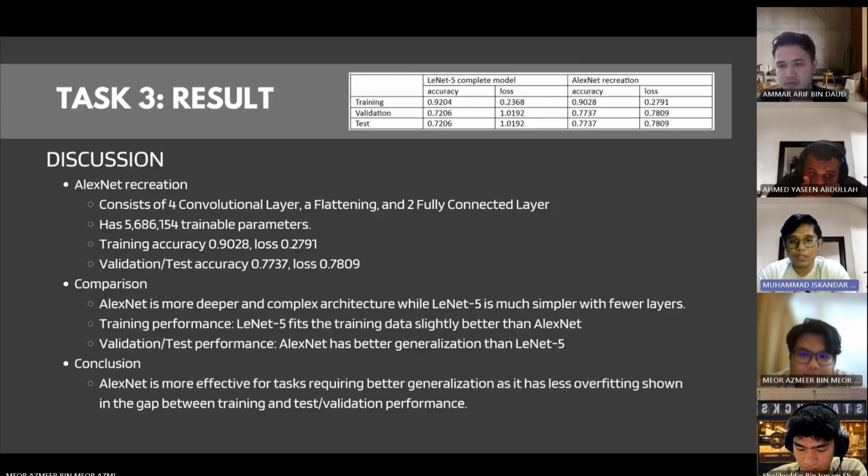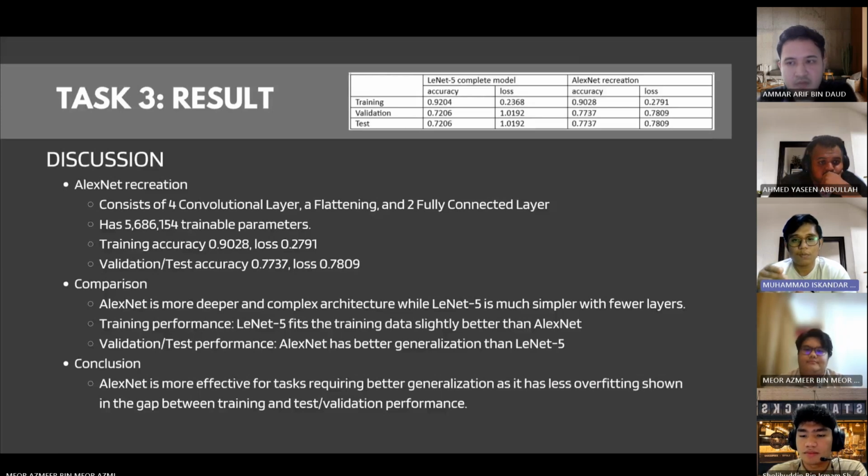So in comparison with the LeNet 5 complete model, which has the highest performance among the other LeNets, AlexNet is a deeper and more complex architecture because it has more convolutional layers, while LeNet is much simpler with fewer layers. So this shows that training performance-wise, LeNet fits better with the training data because it has fewer layers, so it has lower loss and higher accuracy. But validation or test performance-wise, AlexNet performs better because it has more convolutional layers.